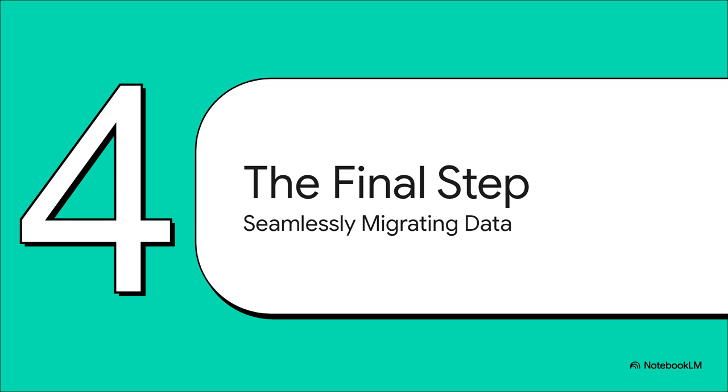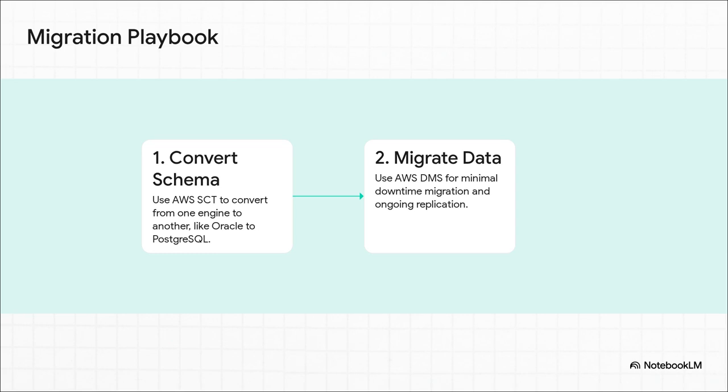Okay, let's say you've done the hard part. You've analyzed your needs, you've picked your shiny new database, but wait, your data is still sitting somewhere else, right? So how do you get it into the AWS cloud without causing a massive headache and, more importantly, without a bunch of downtime? Well, AWS actually gives you a really clean two-step playbook for this. Step 1 is all about the blueprint. You use something called the Schema Conversion Tool, or SCT, to automatically translate your old database structure into the new one. So think going from Oracle to Postgres.